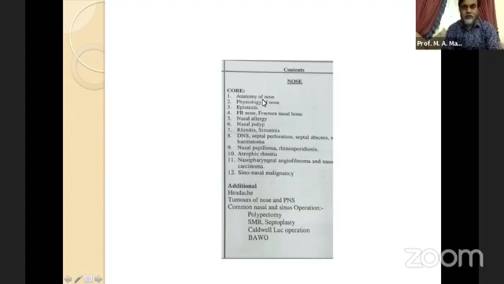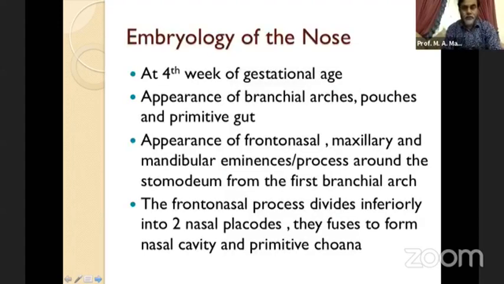So today's topics: one lecture is anatomy, but I will finish anatomy and physiology of the nose. What about the embryology of the nose? We never ask this question in your exam, not even in MCQ. But still, we have to have some refreshment of our knowledge from first year and second year studies, embryology.